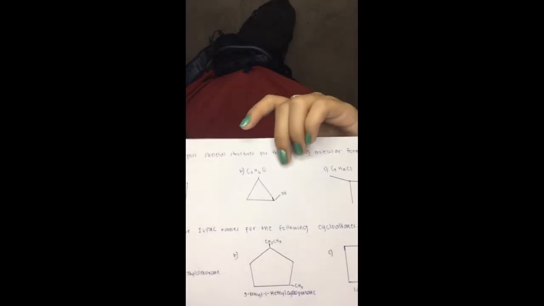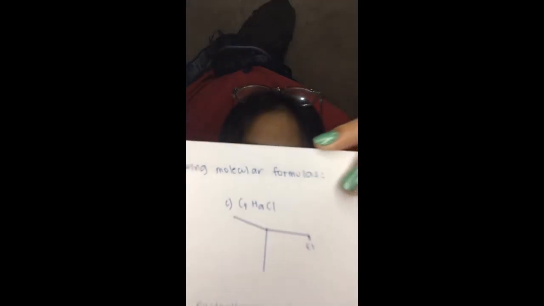Letter B, C3H6O. So here is my skeletal structure. And the letter C is C4H9Cl. So this is my skeletal structure. And let's go to problem 2.18. Give IUPAC names for the following cycloalkanes. So the first structure, this one.